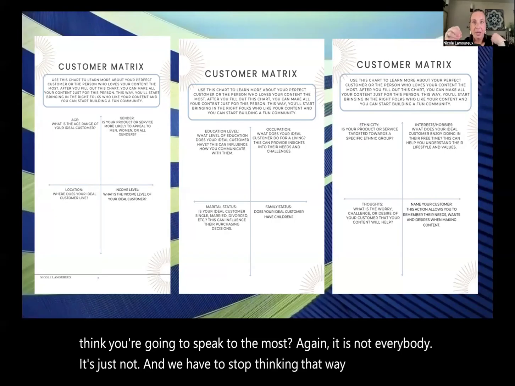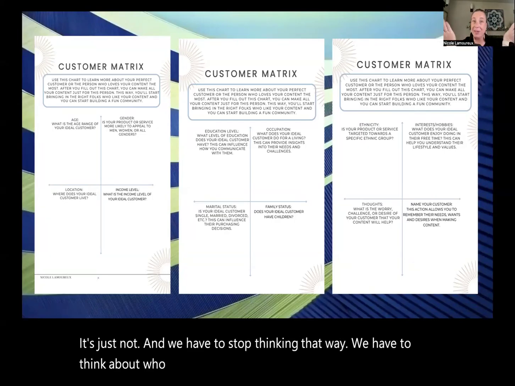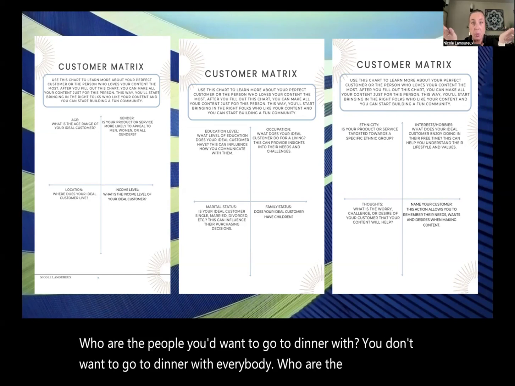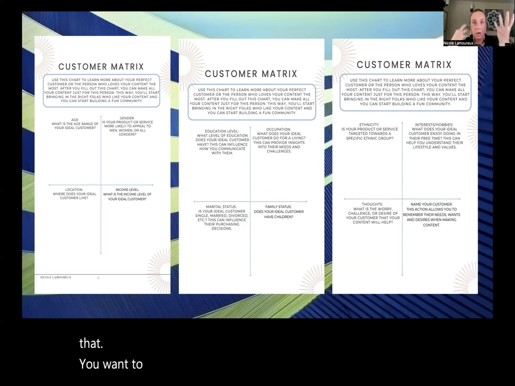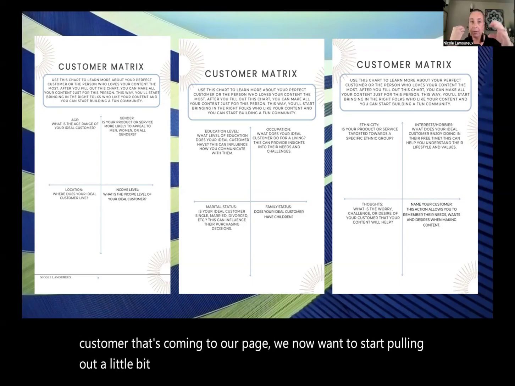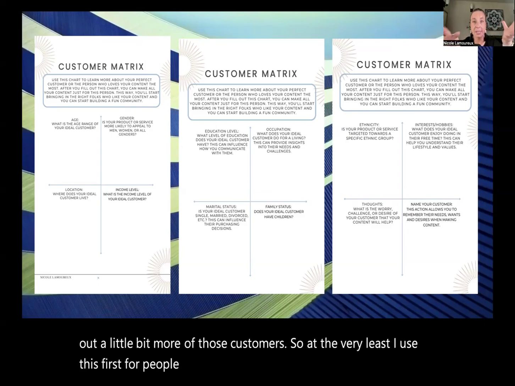We have to think about who are the people you would want to hang out with? Who are the people you'd want to go to dinner with? You don't want to go to dinner with everybody. Who are the people that you want to be part of your community? So as we have this customer that's coming to our page, we now want to start pulling out a little bit more of those customers. So at the very least, I use this first for people to fill out this customer matrix.